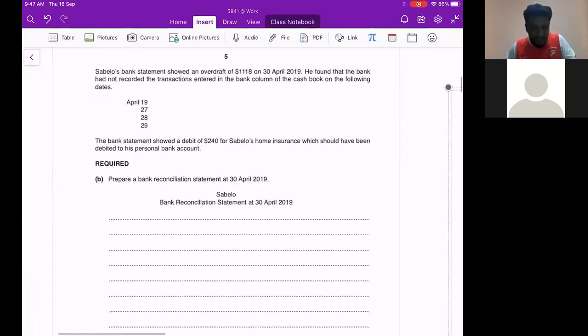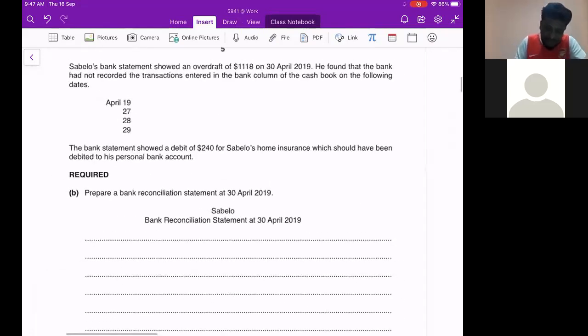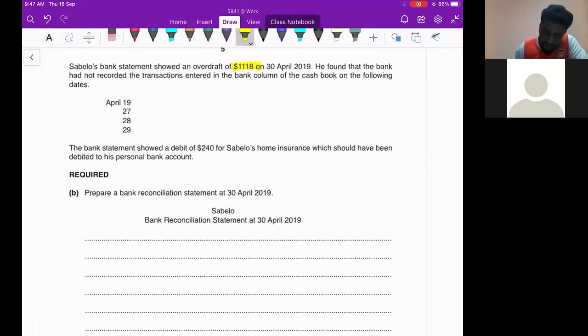Okay, they say Sabola's bank statement shows an overdraft for this March. On the 30th April 2019, he found out that the bank had not recorded the transactions entered in the bank column on the following dates. The bank statement shows a debit balance of 240 for Sabola's home insurance, which should have been debited to the personal account. So this is the error. Error in the bank statement.